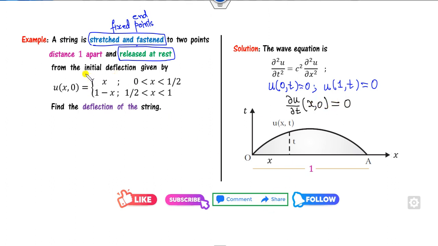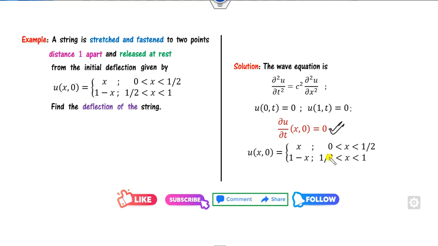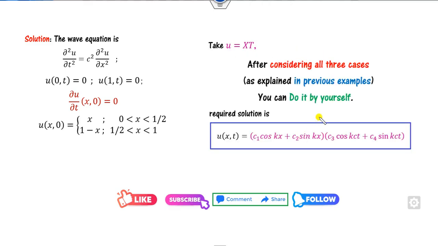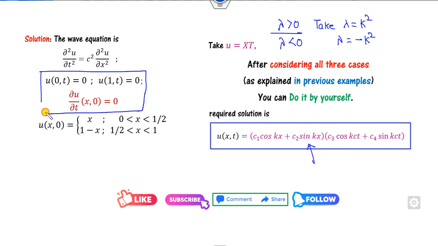Fine. And the initial deflection, that means u(x, 0), is given by this quantity. Fine. This is my initial velocity. In a similar manner, you can start from u and consider all those cases, case 1, case 2 and case 3, and you will get this expression. Now remember that when you consider lambda greater than 0, you can take lambda equal to k square, because there is no k involved in that. When lambda is less than 0, you can take lambda equal to minus k square, again because no k square is involved. Now once you have got this solution, I can apply all those conditions whose right hand side is 0.